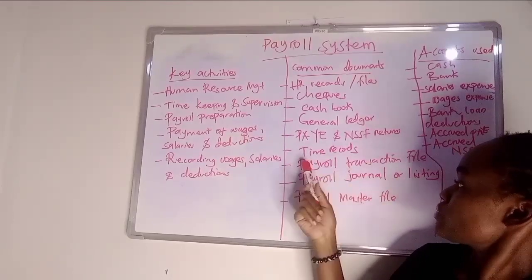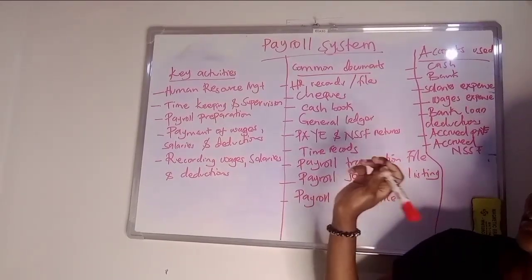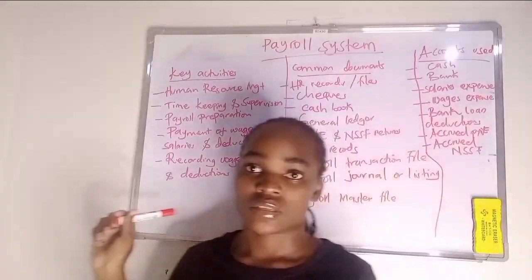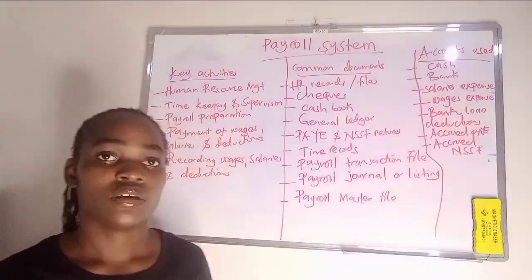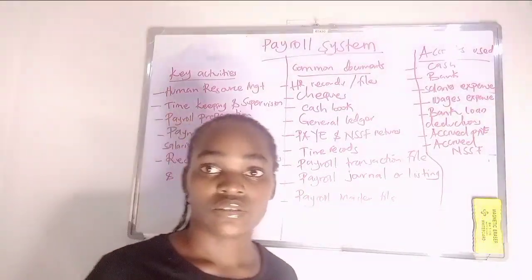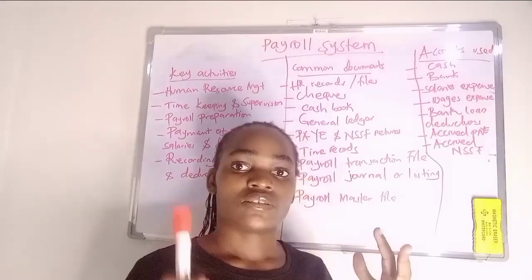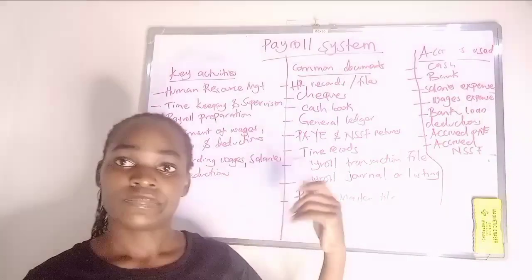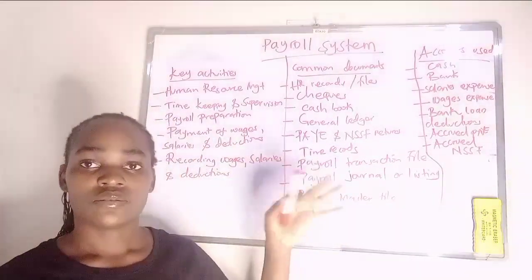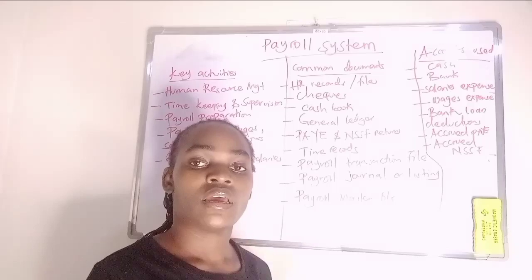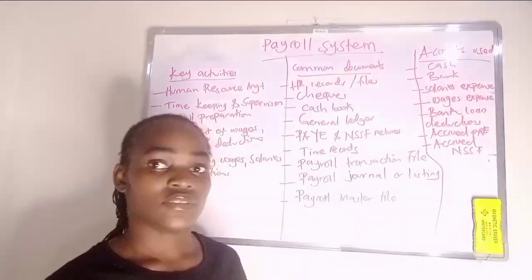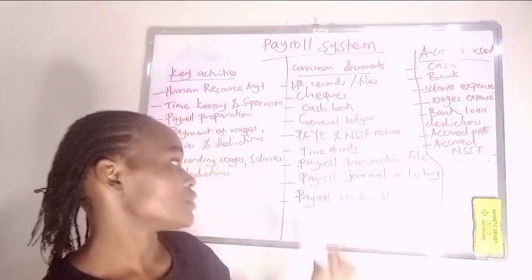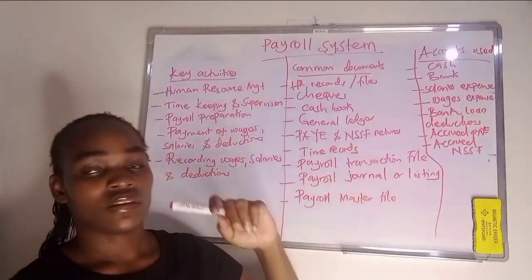Then the payroll transaction file. The payroll transaction file records the transactions that take place in a particular period. It can be the daily, weekly, or monthly transactions that take place regarding employees. So it includes the employee name, their identification number, stuff like that, their position and all that. That is the payroll transaction file.